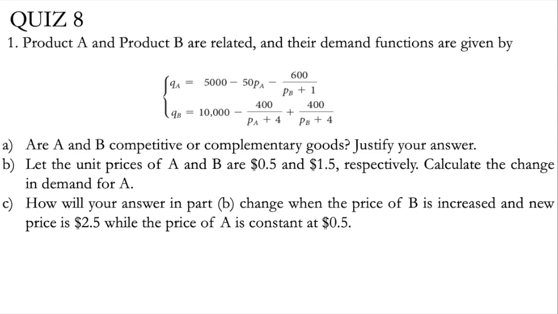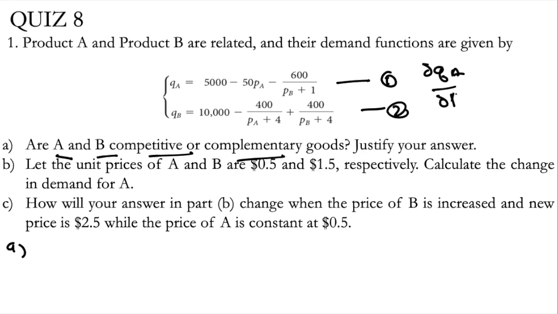Now let's do question A. How do we check whether A and B are competitive or complementary? Because we have two equations, for equation 1, we differentiate QA with respect to price of B and get the answer. For equation 2, we differentiate QB with respect to PA and get the answer. From these answers, you see whether the sign is positive or negative. Then you can decide whether it's competitive or complementary.